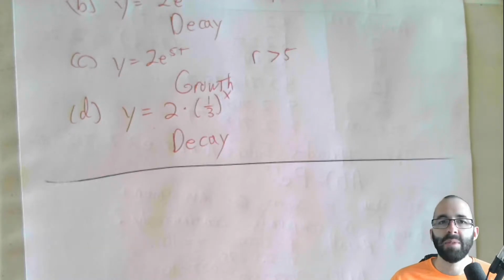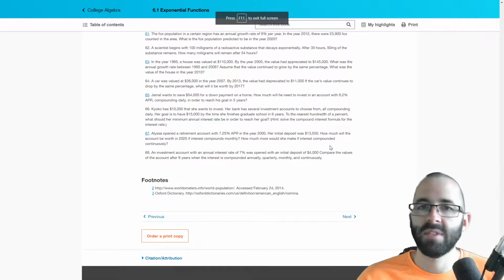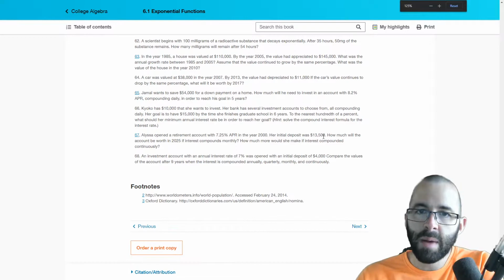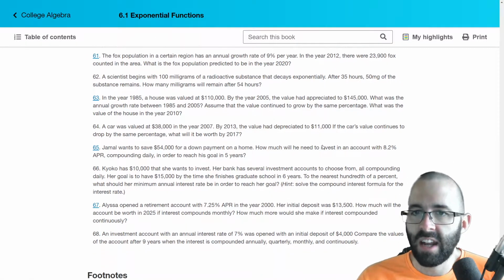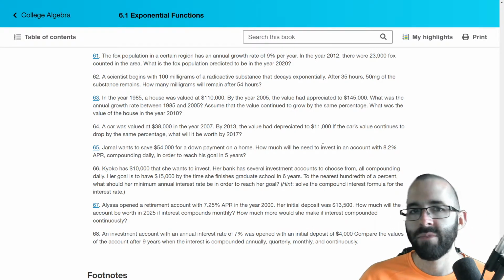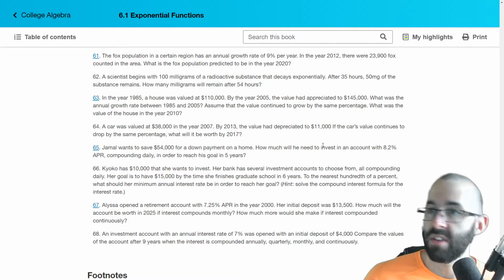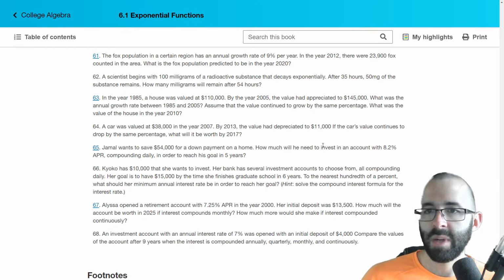Okay, so we're going to look at some application problems in the book. We're going to start with your first application problem. This is on your homework assignment number 61. We have a fox population in some region that has an annual growth rate of 9% every year. In 2012, there were 23,900 fox out in the area. What is it predicted to be in 2020?